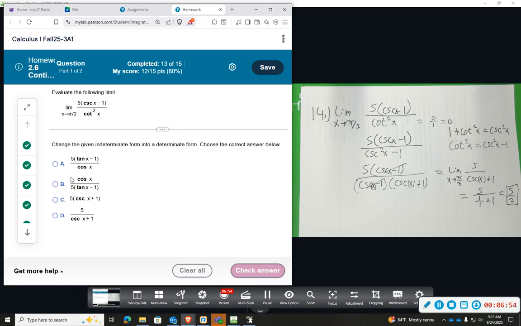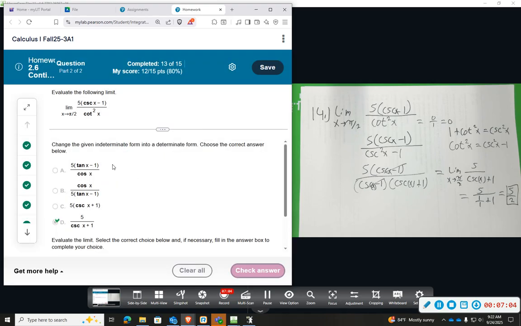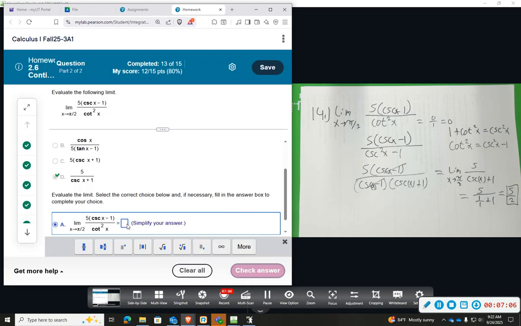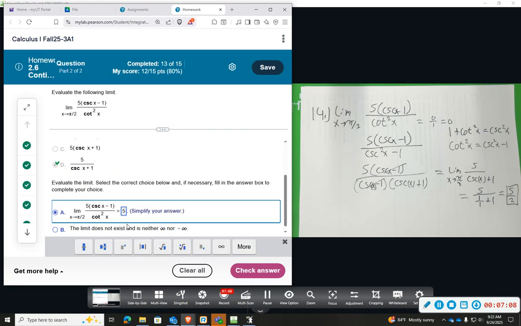So first we looked at the reduced form: we reduced it down to 5 over cosecant x plus 1. That's part D. And then the next part was the limit, which we got to be 5 divided by 2.